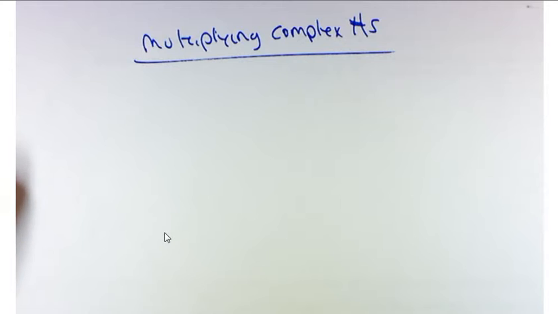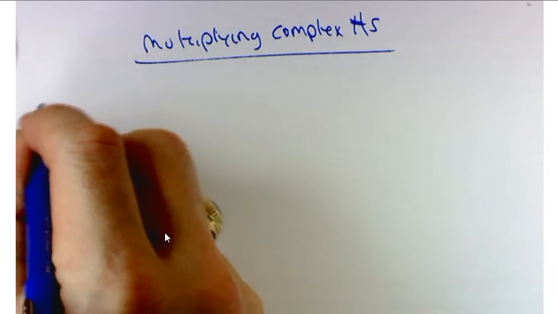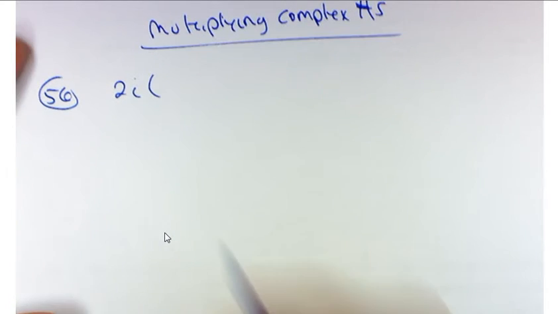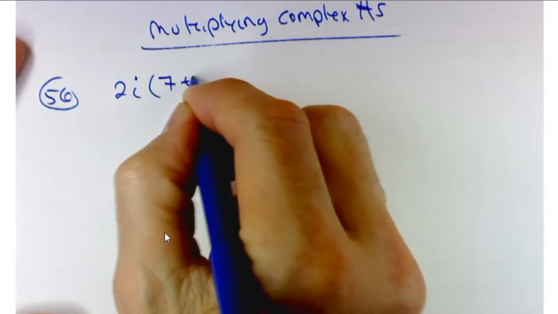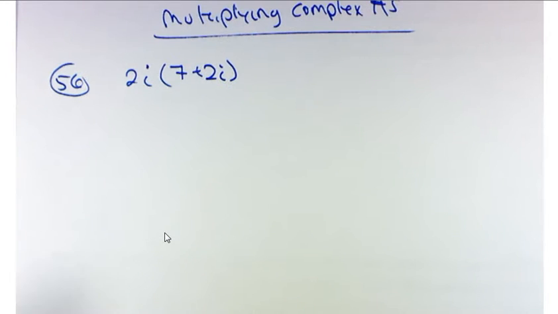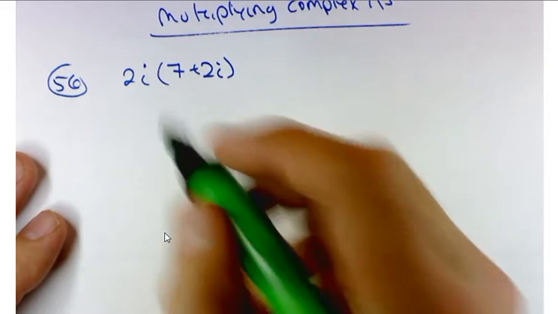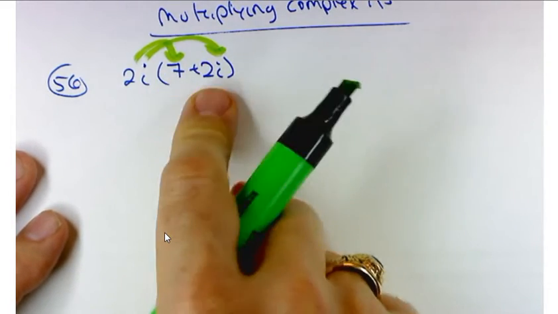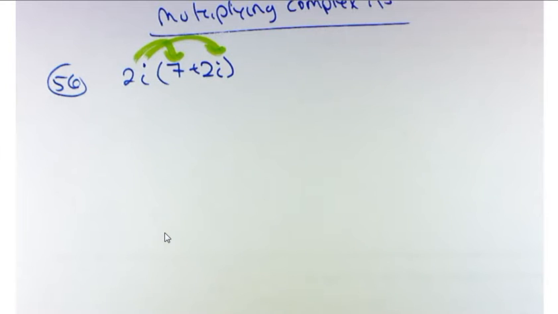We'll start with problem number 56: 2i times 7 plus 2i. Okay, so let's see here. The multiplication is implied. You've got this times that complex number in parentheses.